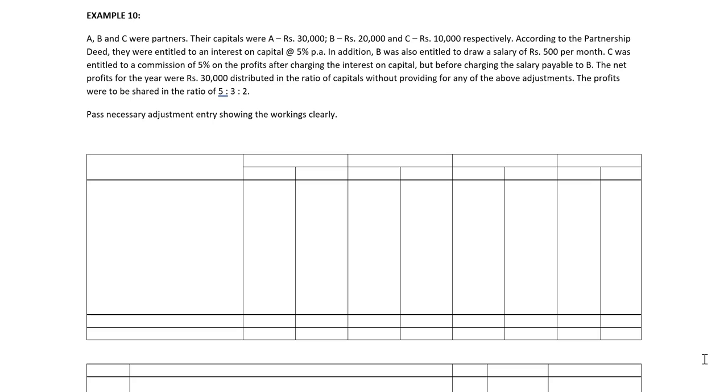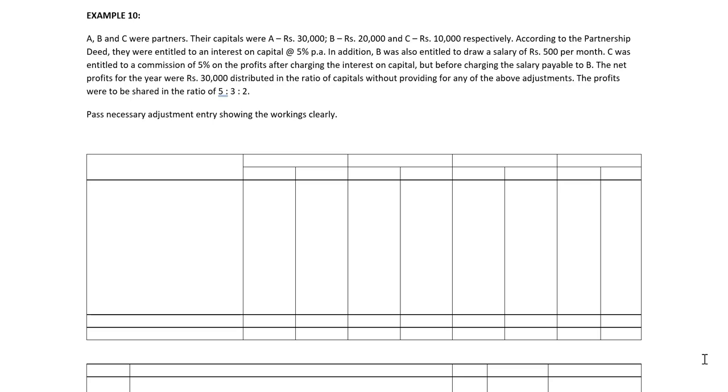A, B and C were partners. Their capitals were A rupees 30,000, B rupees 20,000 and C rupees 10,000 respectively. According to the partnership deed, they were entitled to an interest on capital at 5% per annum. In addition, B was also entitled to draw a salary of rupees 500 per month. C was entitled to a commission of 5% on the profits after charging the interest on capital, but before charging the salary payable to B.